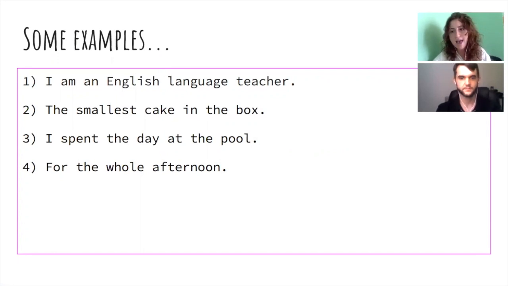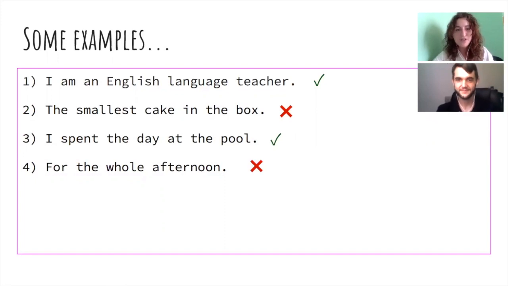Number 1, I am an English language teacher. How does that look, Kyle? That looks good. Okay. Number 2, the smallest cake in the box. What about that? I don't think so. Number 3, I spent the day at the pool. Yeah, that one sounds good. Number 4, for the whole afternoon. No, that sounds weird. No.